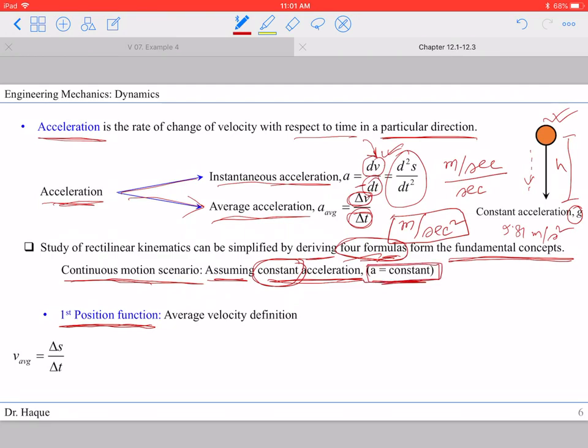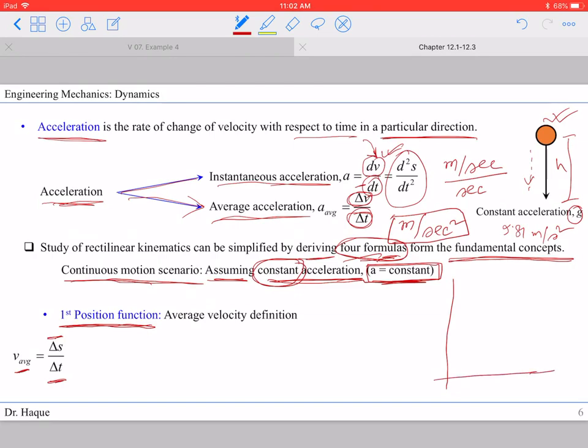So for the first position function we want to derive, we have to start from the average velocity definition. We know that average velocity is the change in position, final minus initial, divided by the change in time. And we know that the average can be found by summing up the final and initial and dividing by 2. So let's see.